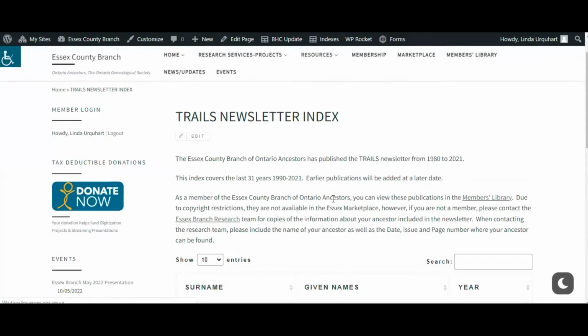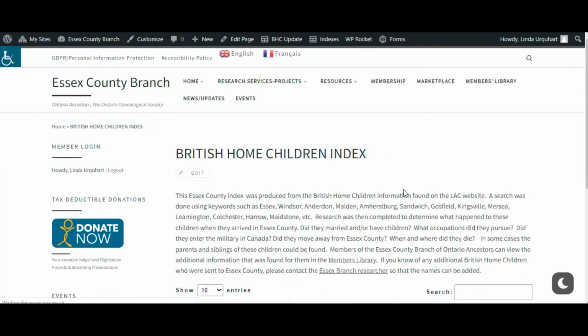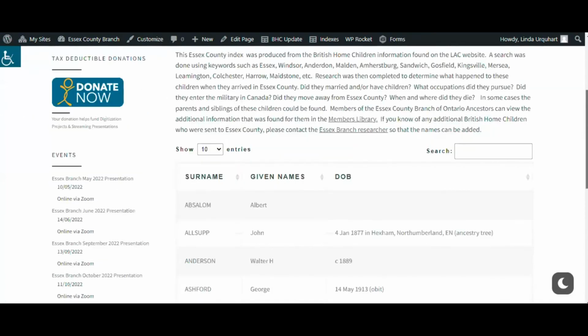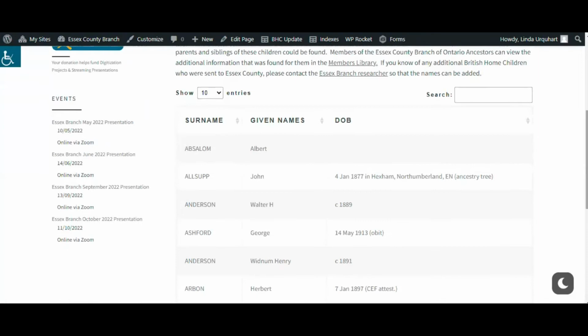There's a British Home Children Index. This information was taken from the Library and Archives Canada website. A search was done using the keywords from Essex County, various towns, townships. And then information was researched about each of these individuals.